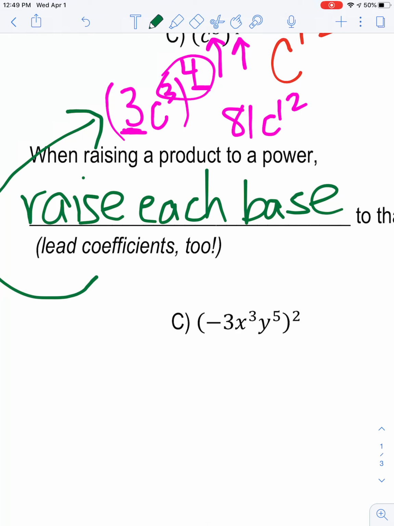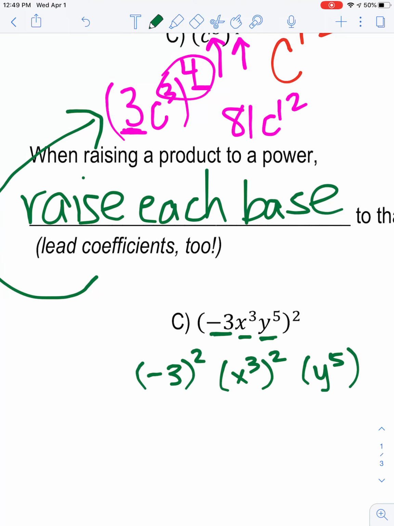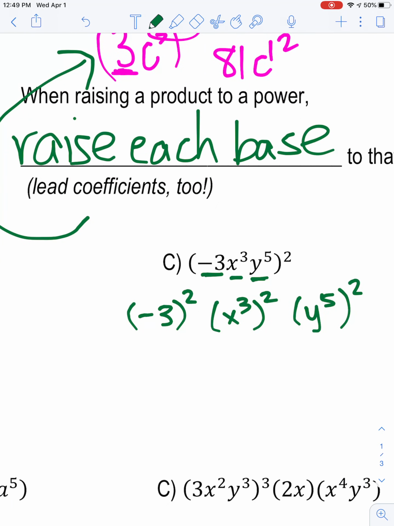All right, finally, I have a negative 3x cubed y to the 5th squared. So I have to make sure that I square the negative 3, the x to the 3rd, and the y to the 5th. So I have 3 separate bases here. Now, if you want to show the work, here's kind of an optional step. You have your negative 3 squared, x cubed squared, y to the 5th squared. So a negative 3 squared is a positive 9, because you have a negative times a negative. 2 negatives cancel out. However, if that was to the 3rd power or 5th power, any odd number, then I would still have a negative in my answer.